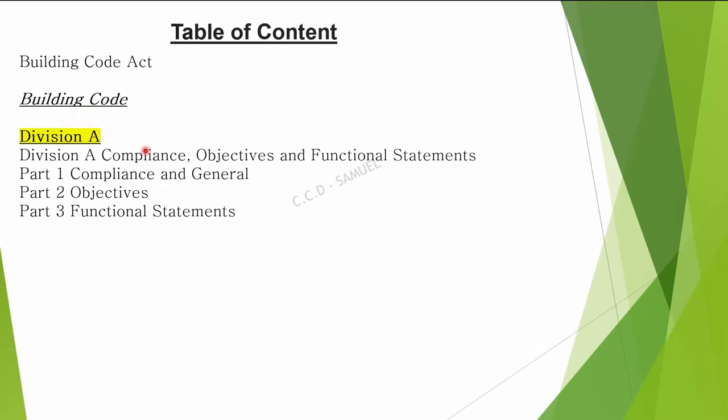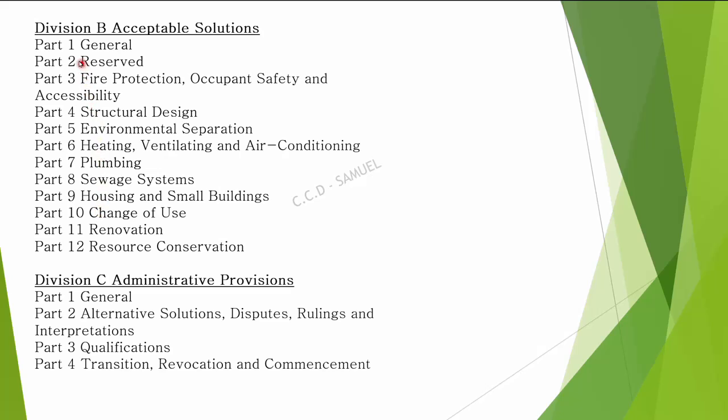Under the Building Code, there are divisions. Division A, Division B, Division C. Remember those divisions. Under each division, there are subdivisions, or what we call parts. So Part 1, Compliance and General. Part 2, Objectives. Part 3, Functional Statements. Same thing. Under Division B, you have Part 3, Fire Protection, Occupancy Safety and Accessibility. Part 9, Housing and Small Buildings. Division C, you have Part 3, Qualification, and so on.